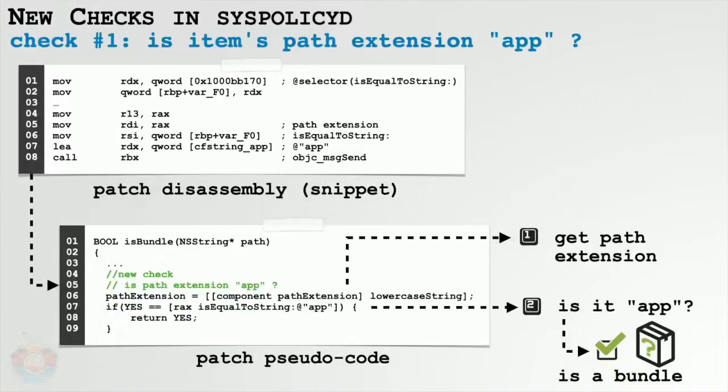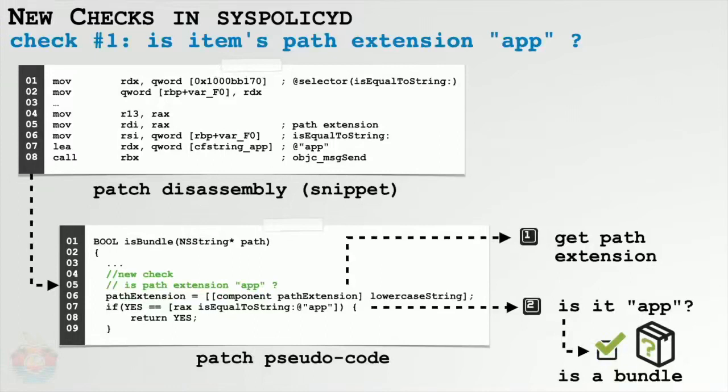We can do this again by reverse engineering the patched version of the unnamed subroutine in the syspolicy daemon. The first check we see they now added is, does the item's path extension end in app? This makes a lot of sense because in order for an application to be launched when the user double-clicks it, it has to end in .app. This is kind of the heuristic that Finder uses. You can test this: create a blank folder on your desktop, name it .app, double-click it, and Finder will attempt to launch it as an application.